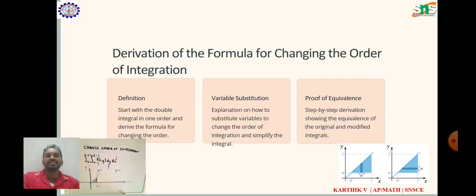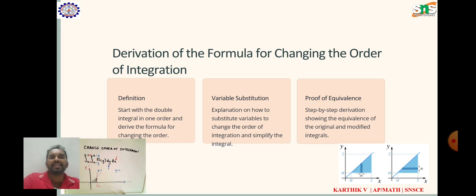Derivation of the formula for changing the order of integration. To derive the formula for changing the order of integration, let us consider a region R in the xy plane, double integral over R of f of x comma y dA, where f of x comma y is the integrand and dA represents the area element. Suppose R is defined by the inequalities a less than or equal to x less than or equal to b and g1 of x less than or equal to y less than or equal to g2 of x, where g1 of x and g2 of x are continuous functions of x.